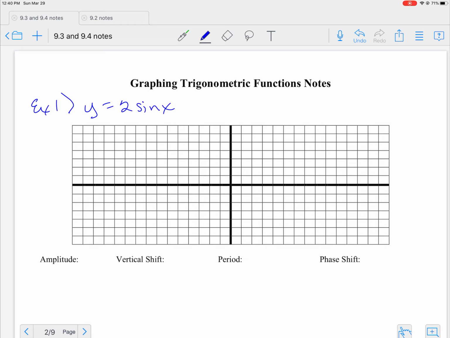Okay, let's practice some graphing here. Here's our first one. Here's example 1. Y is equal to 2 sine of x.